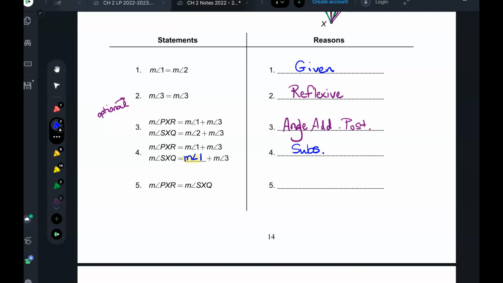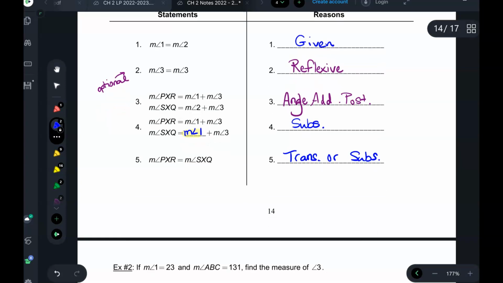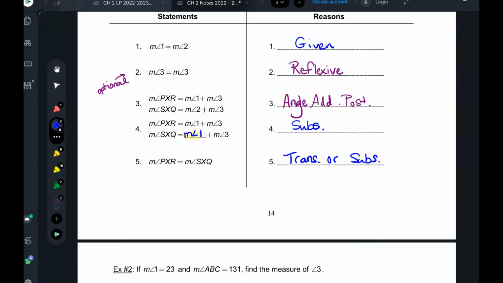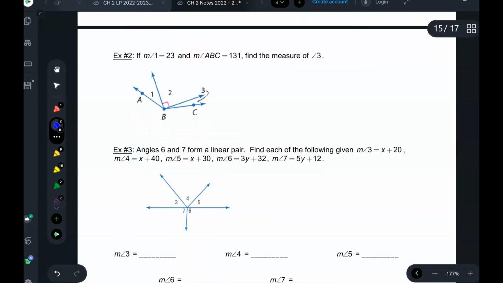Now, what do we notice here? Measure of angle 1 plus measure of angle 3, measure of angle 1 plus measure of angle 3, therefore, these two are equal. You could do transitive or substitution, either one of those would be fine. So technically, you could have done 4 and 5 in one step. What do you think? So all those statements were there, but we had to come up with the reasons. Easy when you show us, but harder when you have to do it on your own. I get it.